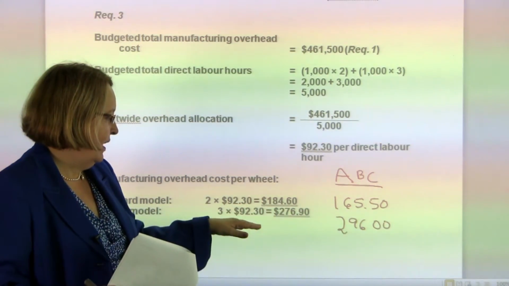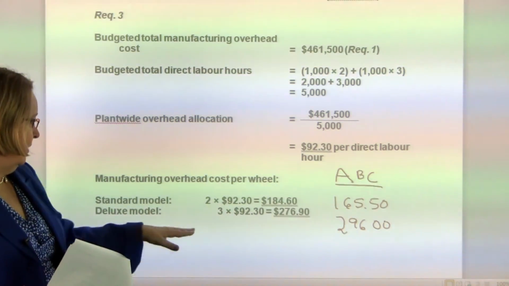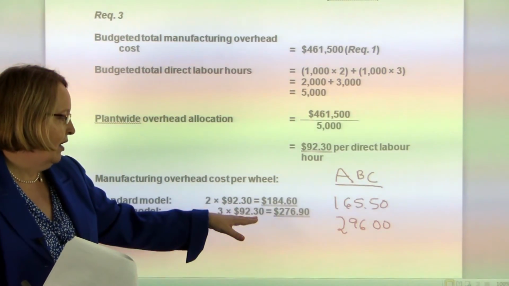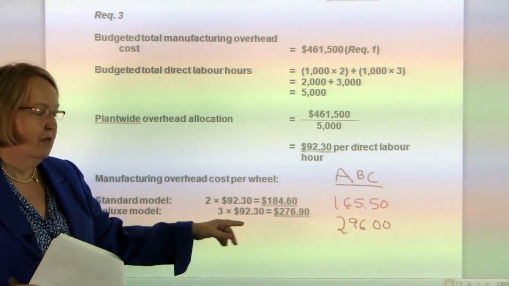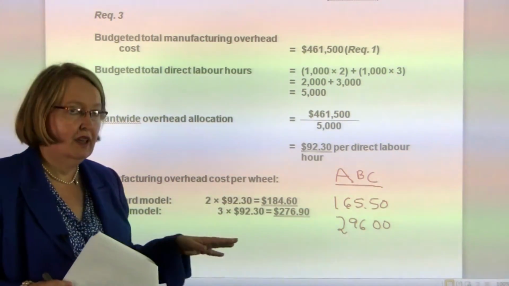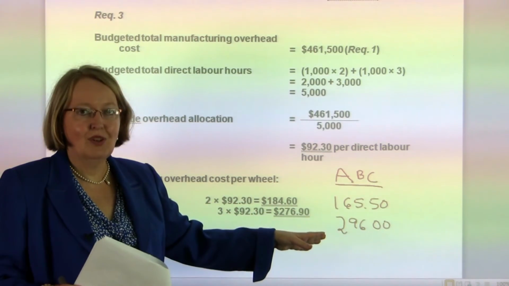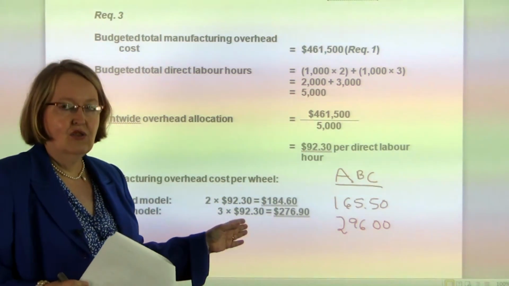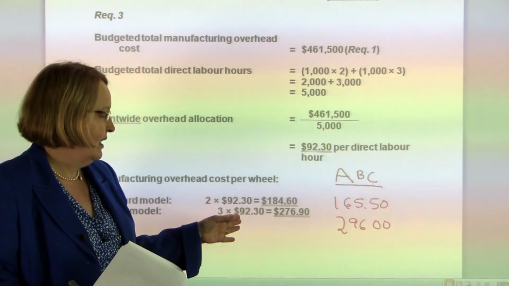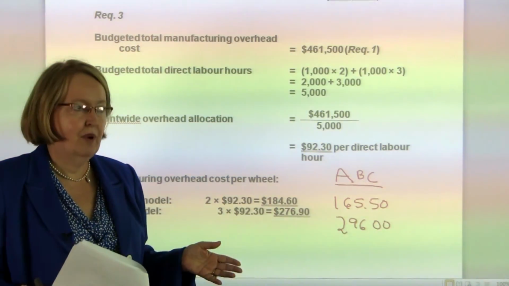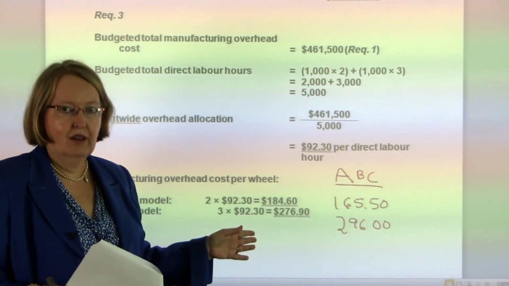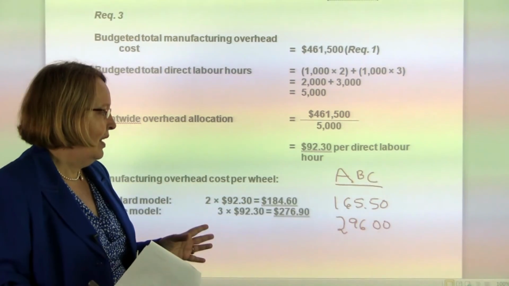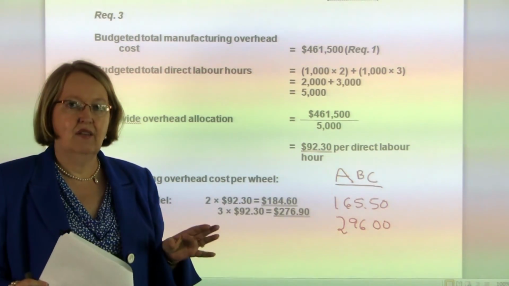Conversely, with the traditional overhead using the one predetermined rate, you would end up with overhead of $276 for your deluxe wheel, when in fact the real overhead is $20 more, $296. So again, if you were using your traditional cost as a way to develop your price for your product, you would be undercosting the product, and then you would not be charging enough for your product, and you could wind up losing money. So that's why it's important to consider using activity-based costing.